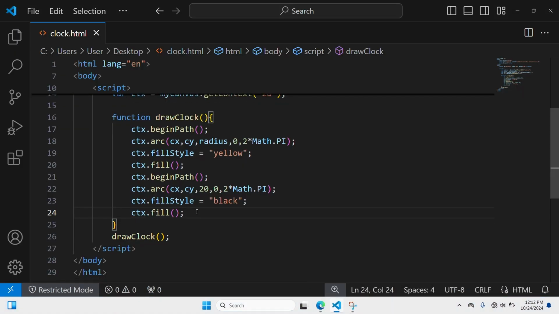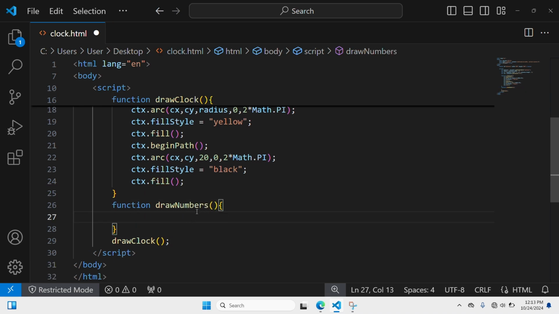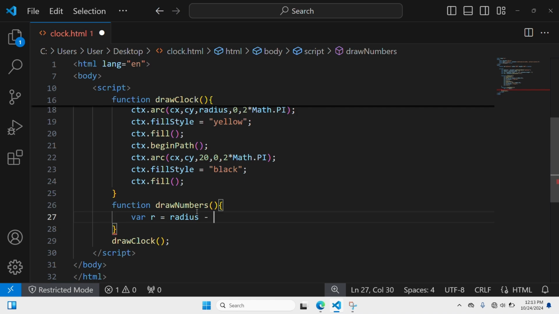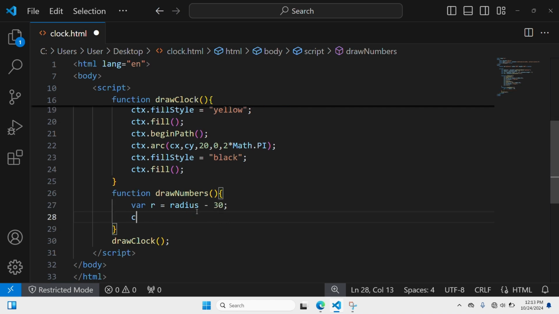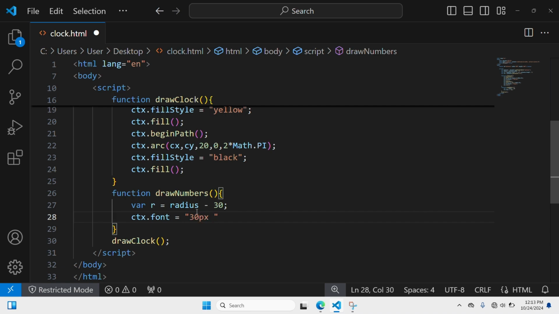We have to draw the numbers on our clock from 1 to 12. To draw the numbers, we are going to create one more function. Let's create a function, and the name of the function will be drawNumbers. In this function, we are going to create one variable, and in this variable we will store the distance of the numbers from the center, and that distance will be 30 less than our radius, and the font will be 40px Arial.